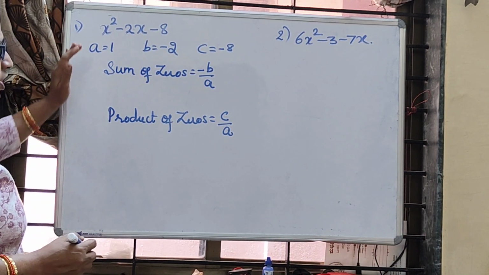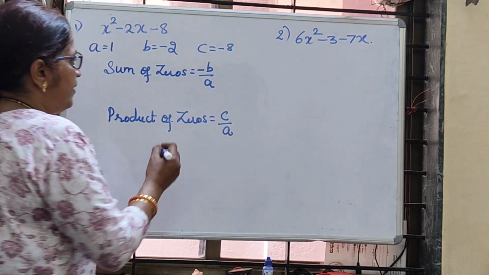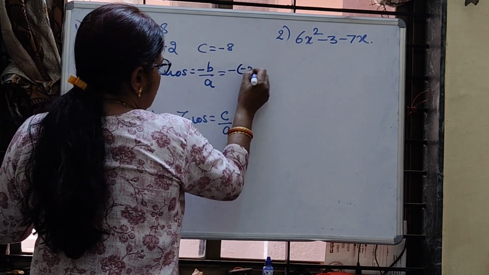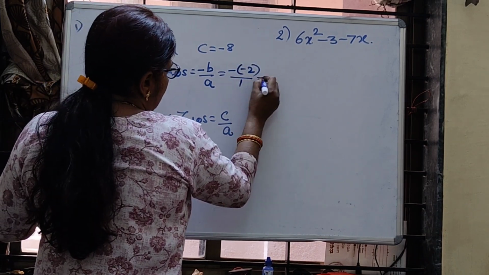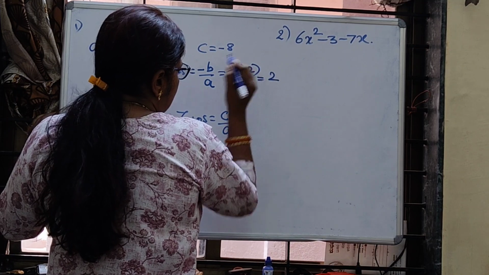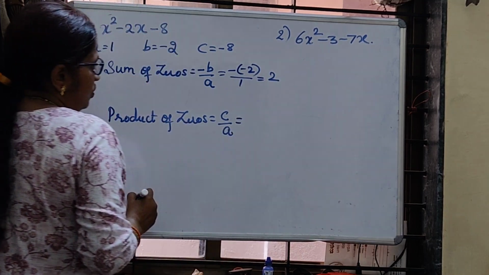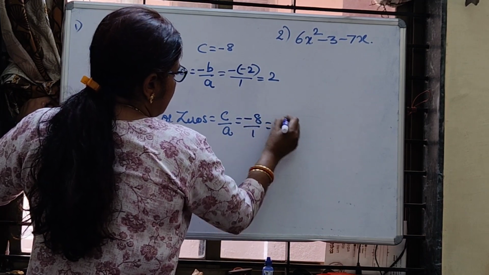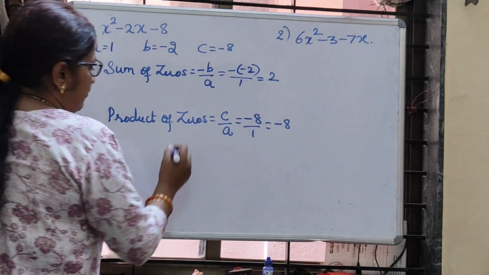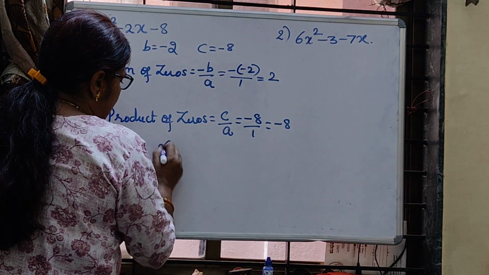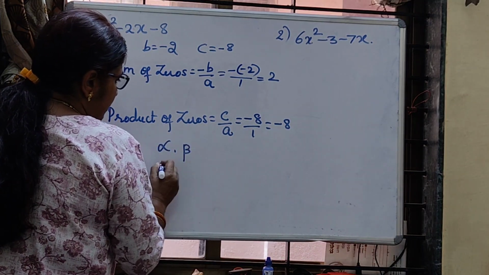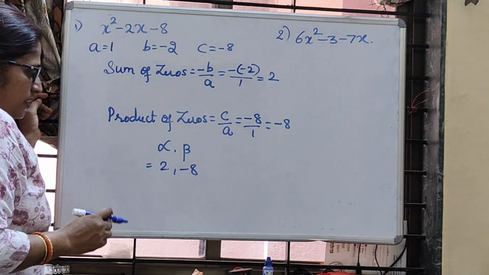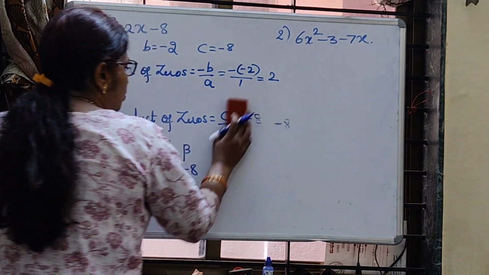As we are solving only 2 marks questions now, directly I have taken minus b by a. Minus of b, b is also minus 2, a is 1. So the answer is minus into minus, it is plus. One zero is 2. The other zero is minus 8 by 1, so the answer is minus 8. We call the zeros alpha and beta. Alpha is equal to 2 and beta is equal to minus 8. If you answer this much, you will get 2 marks.